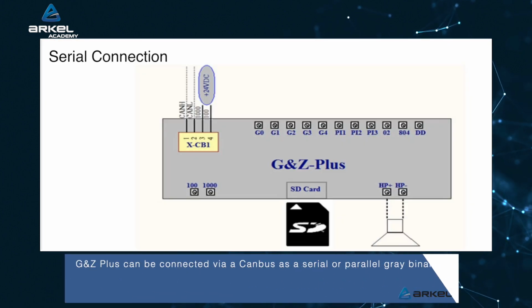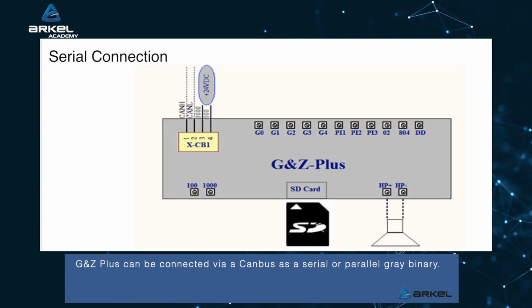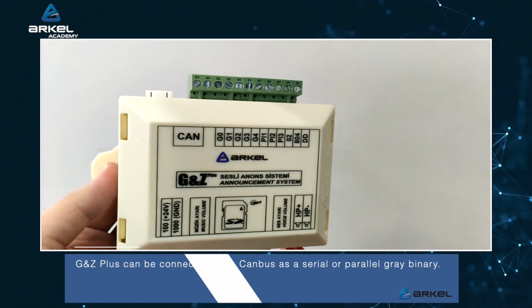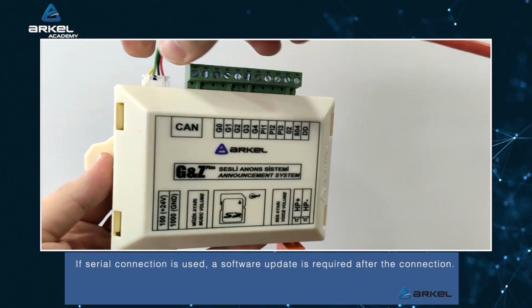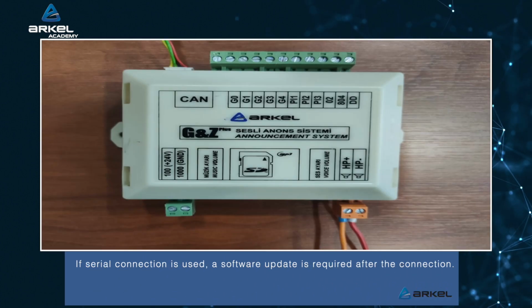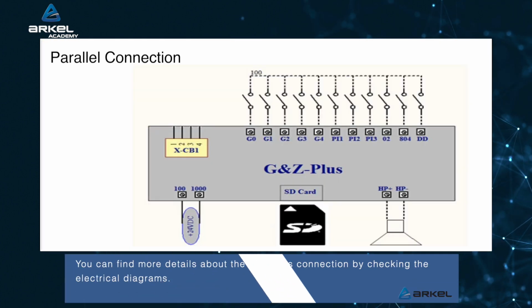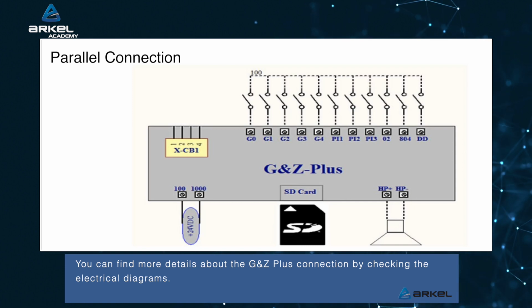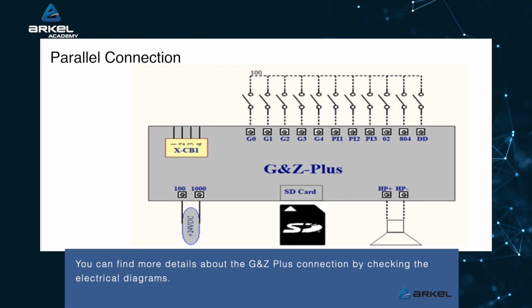G&Z Plus can be connected via a CAN bus as a serial or parallel grey binary. If serial connection is used, a software update is required after the connection. You can find more details about the G&Z Plus connection by checking the electrical diagrams.